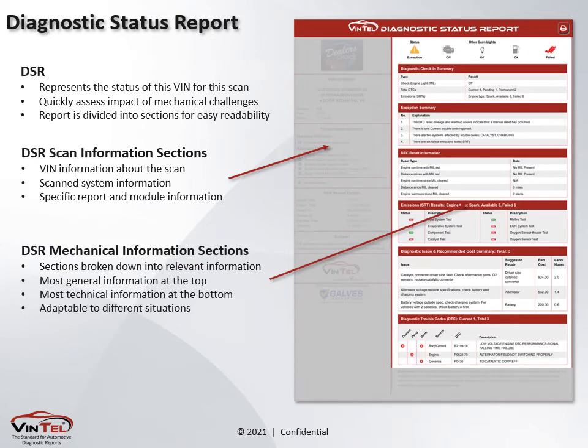The second section of the Diagnostic Status Report contains the mechanical status information for the vehicle that has been scanned. It is organized such that the most general information is at the top, while the most technically detailed information is at the bottom. This allows readers to consume as little or as much information as the situation dictates.